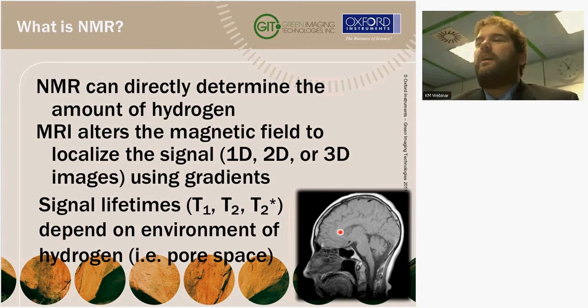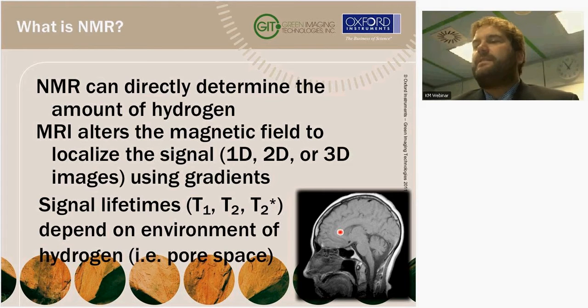Core analysis, we often don't localize the signal. We're interested in the properties of the hydrogen, so the signal lifetimes. The signals we detect will have finite lifetimes, and times are known as things like T1, T2, and T2 star, and you've heard these from logging terms in NMR logs. But think of them as just simple signal lifetimes.